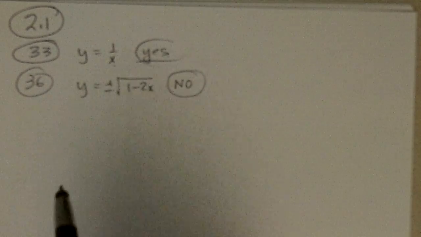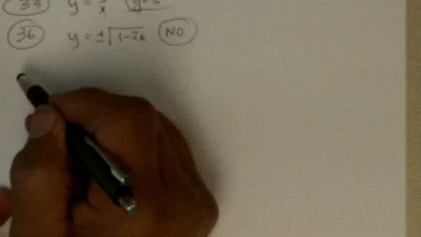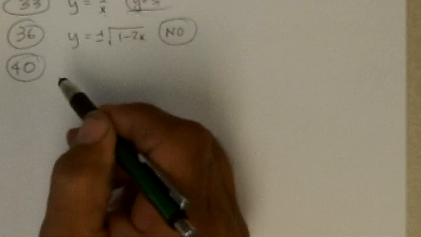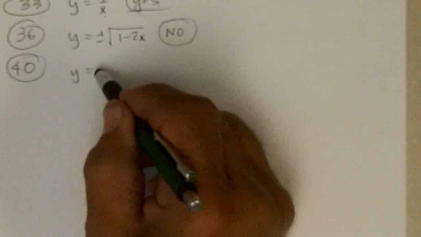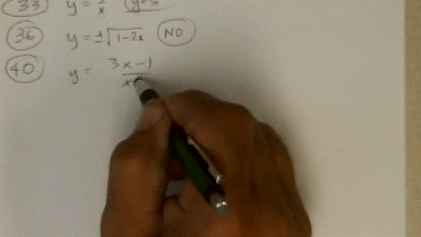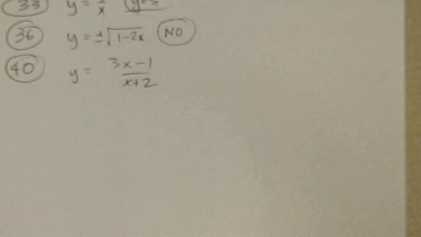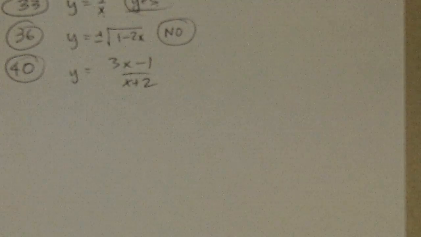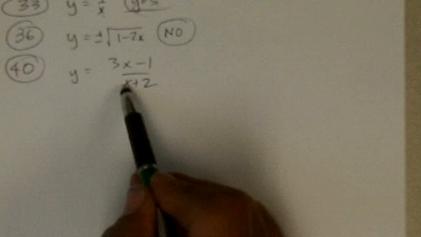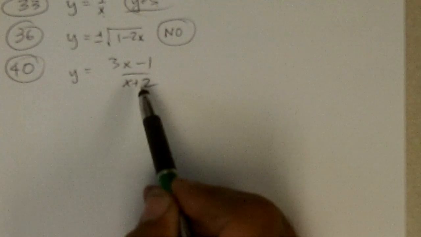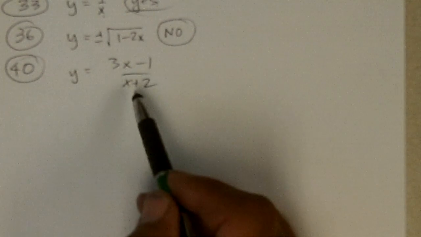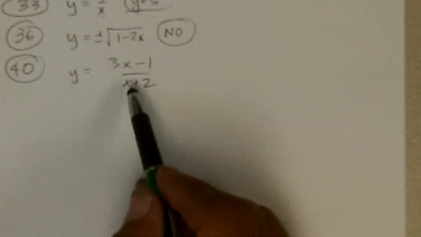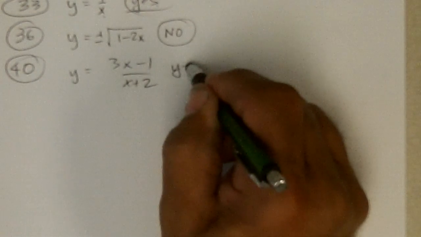And then we have 40. In 40 we have y equals 3x minus 1 over x plus 2. If I put an x in, I'm only going to get one answer. If I put a different x in, I'm only going to get one answer. I can't put in -2 because that's division by 0, but that's irrelevant. I will only get one y for every x, and so this is a function.